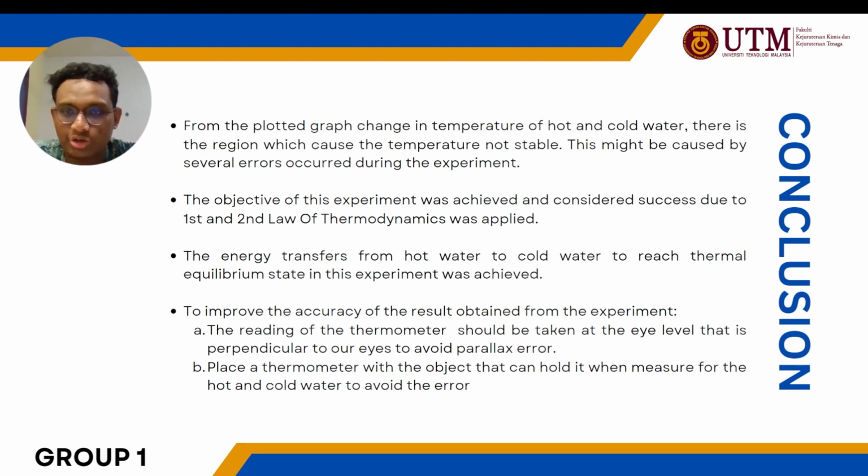To improve the accuracy of the results obtained from the experiment, first, the reading of the thermometer should be taken at eye level, perpendicular to our eyes, to avoid parallax error. Second, place the thermometer with an object that can hold it when measuring the hot and cold water to avoid error.